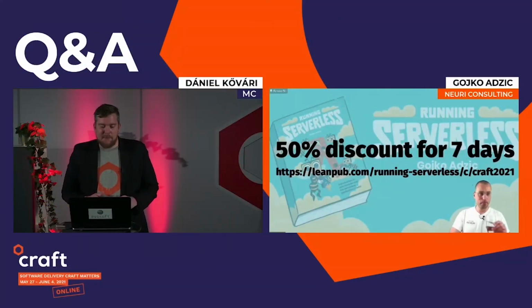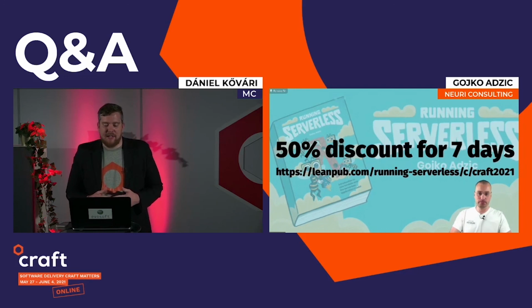We have one from Nina. So let's see. In the context of Rule 4, come to customers, could you explain again why provisioning instances is a bad idea?